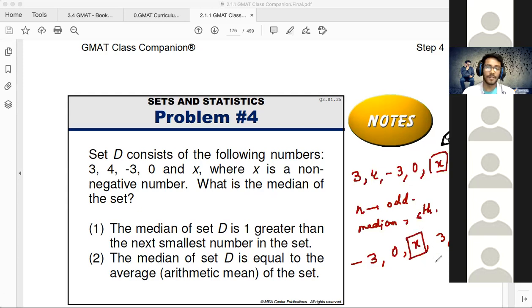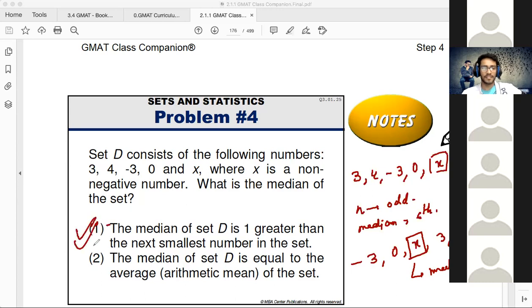If you're taking the first statement, it says the median of set D is 1 greater than the next smallest number in the set. So the next smallest number is 0, and 1 greater is 1. Considering that situation and having x as the median in this format that we have written, 1 greater than 0 is 1. So x would be 1.